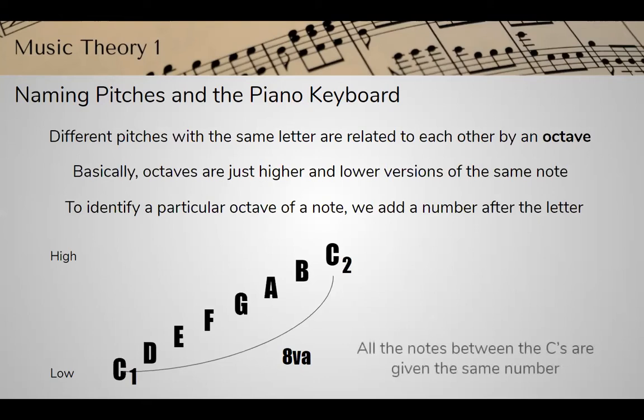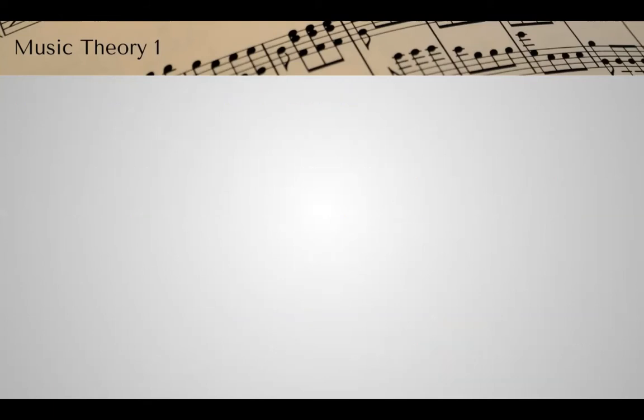Okay? So all the notes between the C's are given the same number. So C, D, E, F, G, A, B, those are all within the same octave. So we call those C1, D1, E1, F1, G1, A1, B1, and then when we get to that upper C, we call it C2. And if we kept going, the next note up would be D, but we'd call it D2. Okay, and we'd keep going. The next one would be E2, F2, G2, etc. Okay? You might be noticing that I'm kind of playing it in the wrong place on the keyboard, but this is just an example. All right?